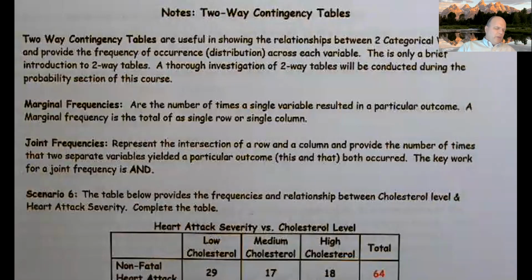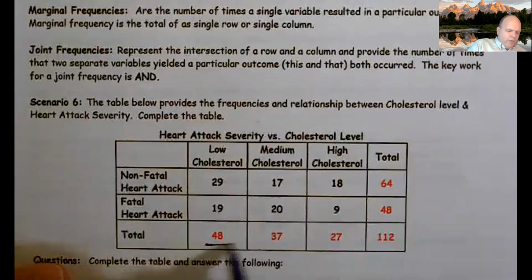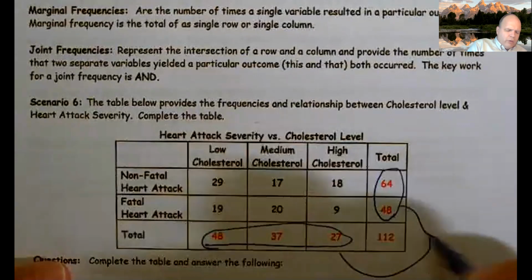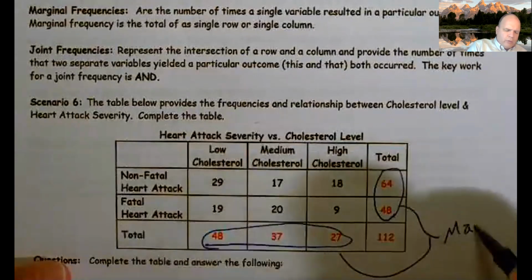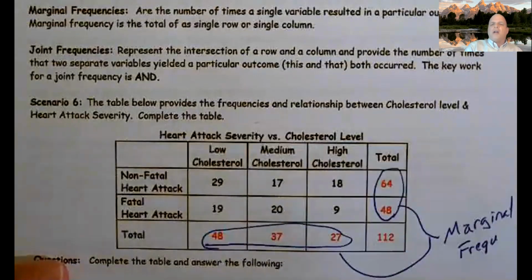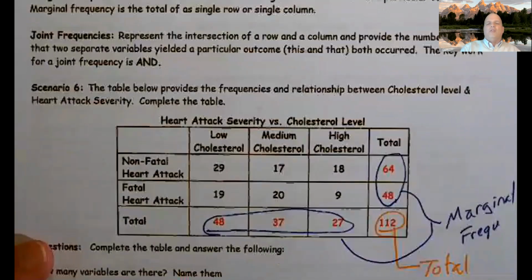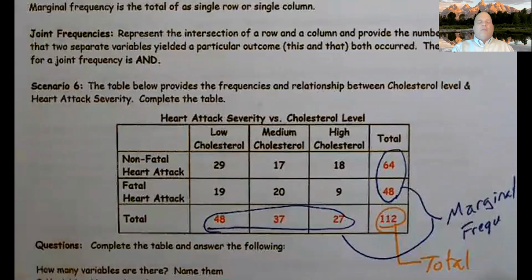All right. So first off, we have some definitions. The marginal frequencies are the frequencies as the column or row totals. So these represent the marginal frequencies. And you're like, hey, you didn't circle 112, and you're right, I did not. 112 is the total of our sample. It is not a marginal frequency, it's the total frequency, all right? So that is not a marginal frequency.